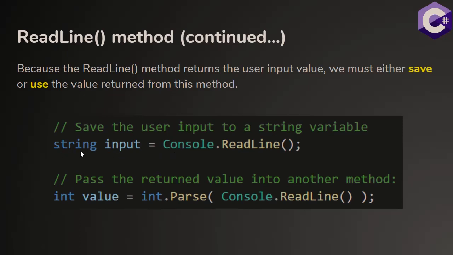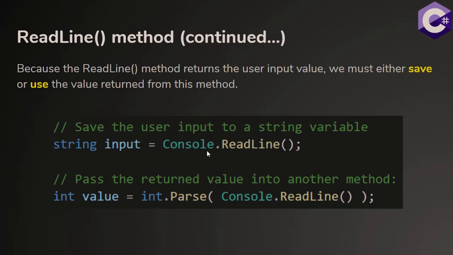I have created a string variable named input on the left-hand side. I'm using the assignment operator to assign the value returned on the right-hand side. Console.ReadLine pauses the console. Whatever the user types is going to be returned from the ReadLine method, saved into my input variable. And then I can use that input later in my program.